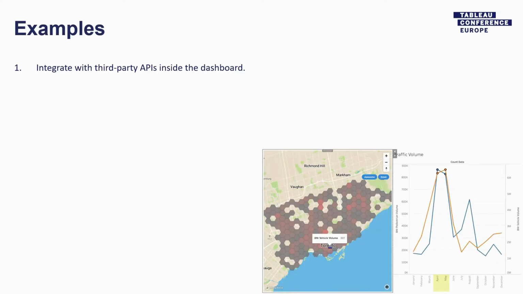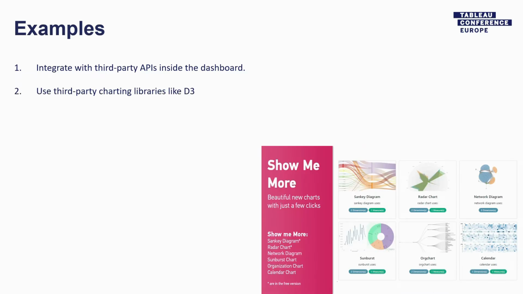The first one is you could integrate with third-party APIs in your dashboard, like this extension where you have the Mapbox integrated in your dashboard, and you can click on the Mapbox map and your dashboard will filter, and you could go the other way around. You can use third-party charting libraries like D3 or Semiotic, and you can create custom visualizations really easily in Tableau, which could take a lot of time to build if you want to do it in Tableau itself.